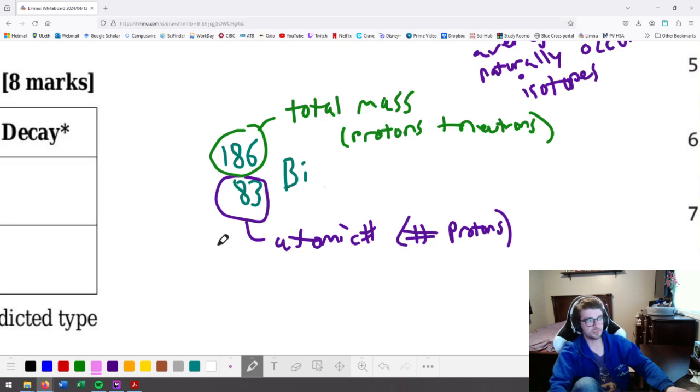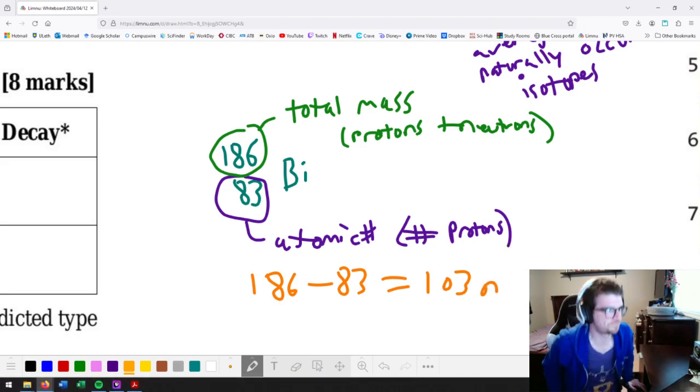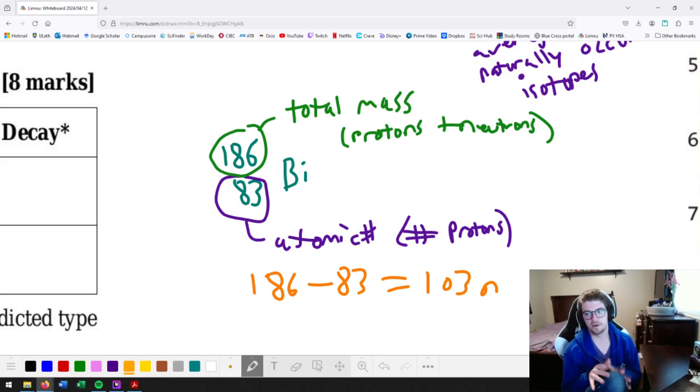So then what we can do with this is we can find the number of neutrons in the isotope by going 186 minus 83 equals 103, unless I'm very much deceived. So 103 N, or 103 neutrons. And so this can matter when we're talking about the stability of a nucleus, because part of this question deals with, is this isotope stable? And I'll show you the resource that we use for that.